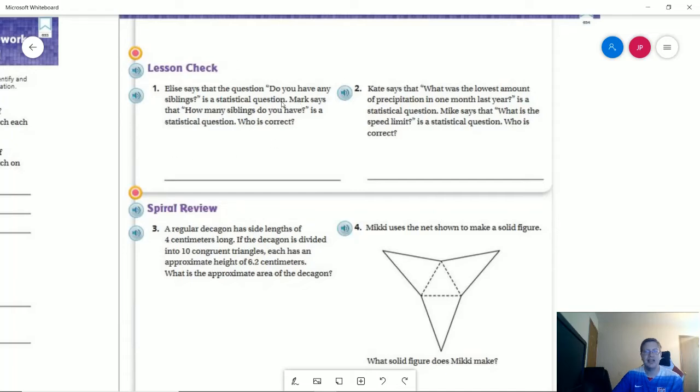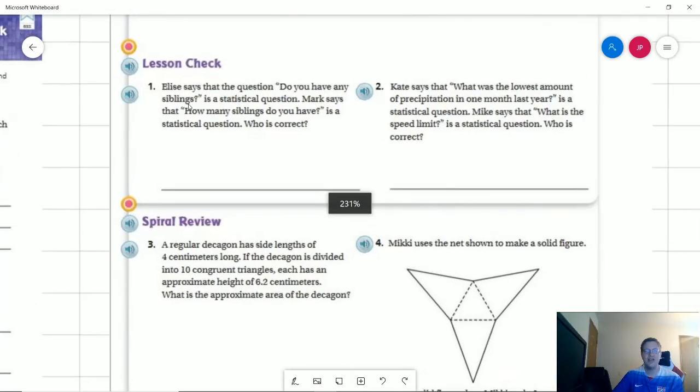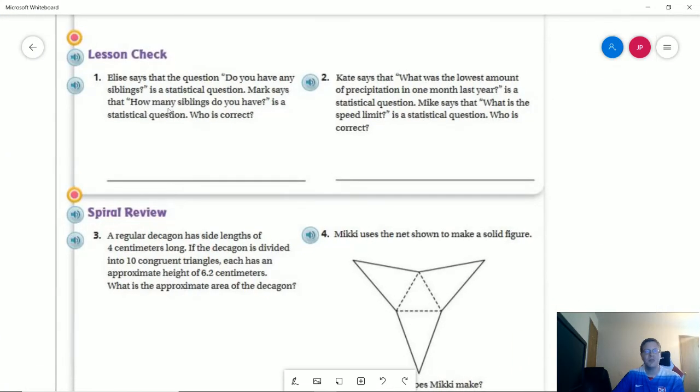So number 1 on the back, Elise says the question, do you have any siblings, is a statistical question. Mark says that how many siblings do you have is a statistical question. So a sibling question like the first one is a yes or no. So there's only 2 possibilities. The other one, if you have people that have siblings, there's more opportunities for variation. And so I would argue that the one that Mark has is probably better for the purposes of what we're working with.